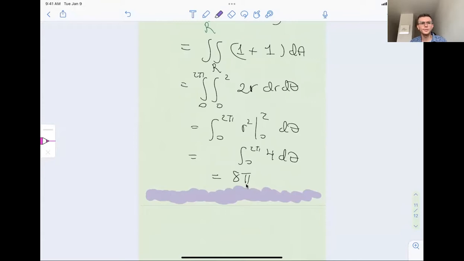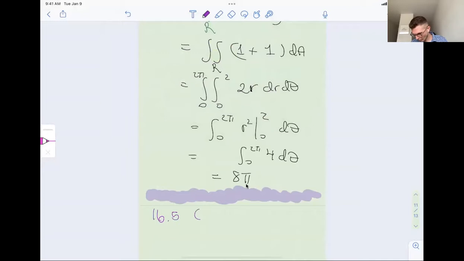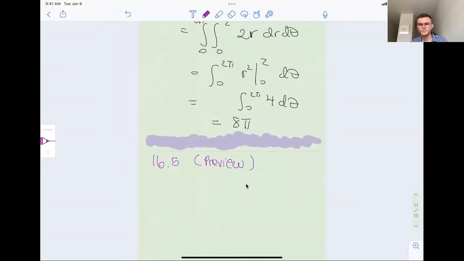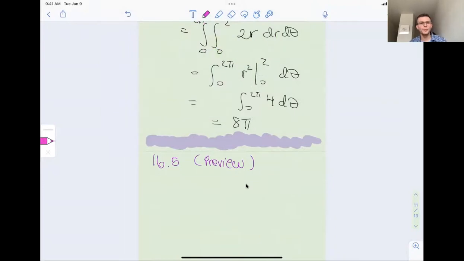So maybe just to finish, this is more or less 16.4. The only section that's left for the exam is 16.5, which we'll discuss after the break. Just to give you a preview, what we'll do next after the break is parameterize surfaces, not curves.